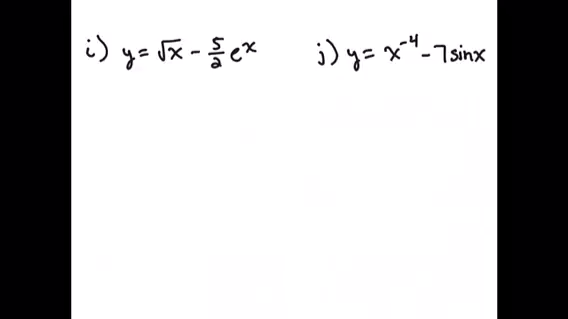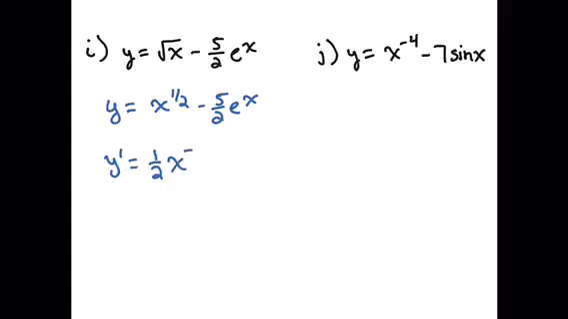Okay, let's try another one. I'm going to rewrite this function as well so I can see the power. This is x to the 1/2 minus 5/2 e to the x. So for my derivative for the first term, 1/2 comes out front. I get x to the negative 1/2. And for the second term, negative 5/2 is a constant multiple, just stays out front. Derivative of e to the x is e to the x.